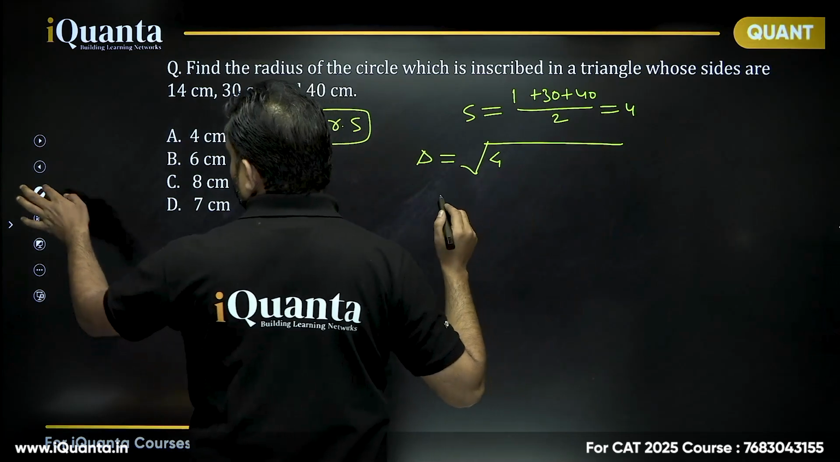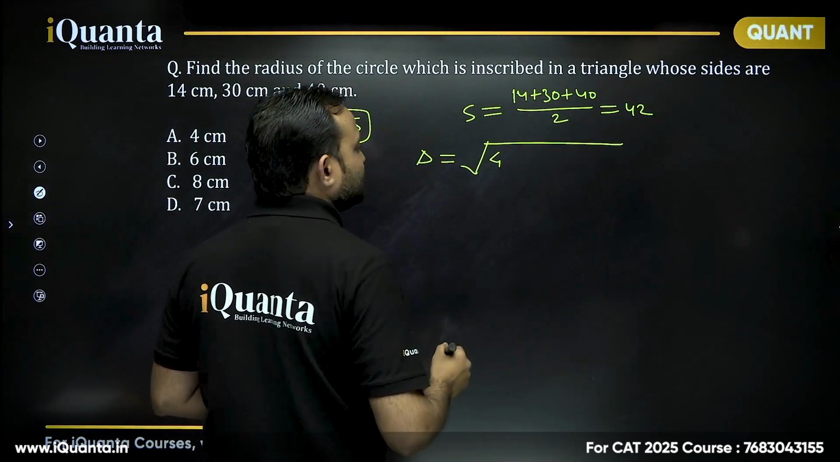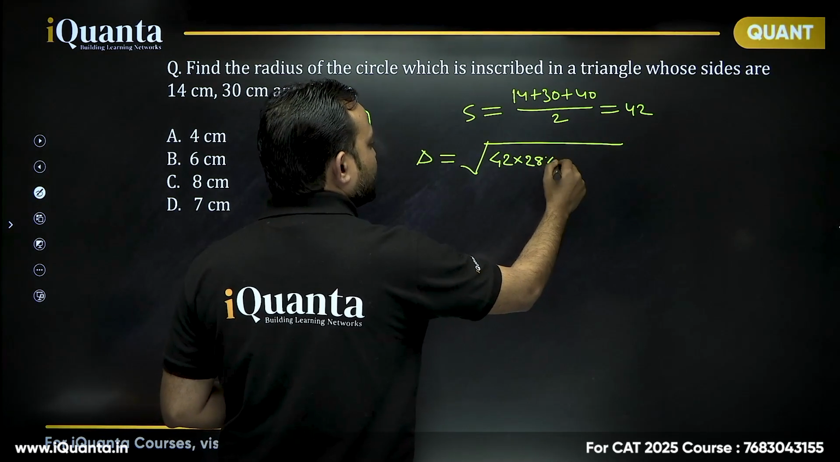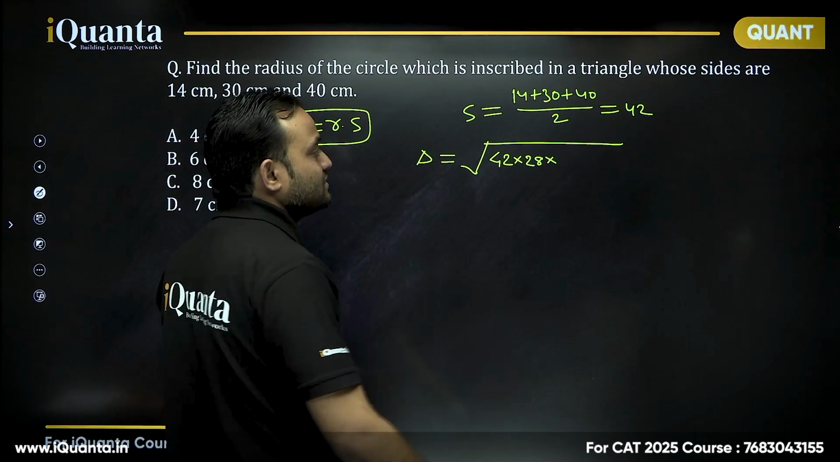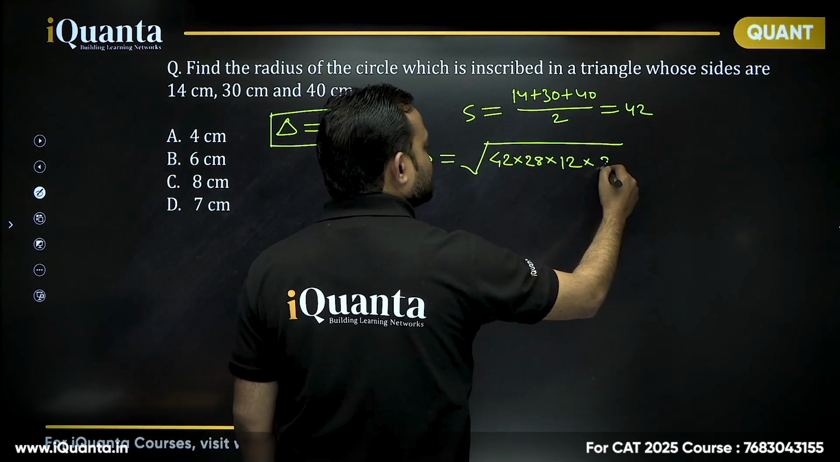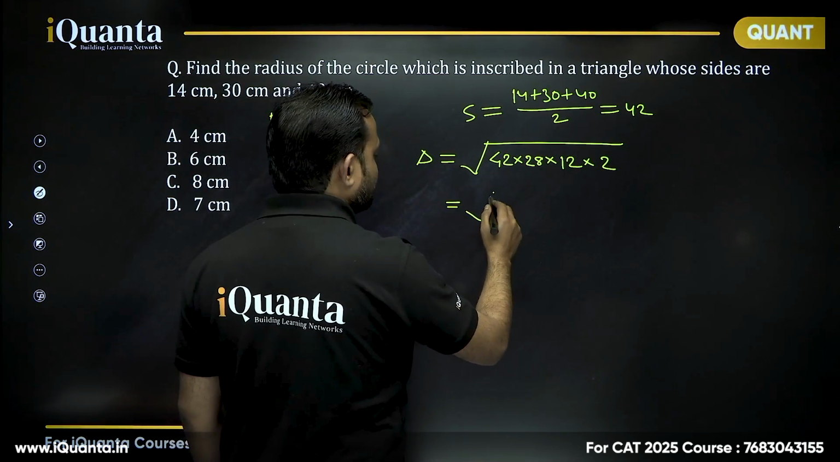So this will become 42, right? So now we can do it, 42 into 14 minus 14 is 28, 42 minus 30 is 12, and 42 minus 40 is 2. Now if we solve this, what do we get?